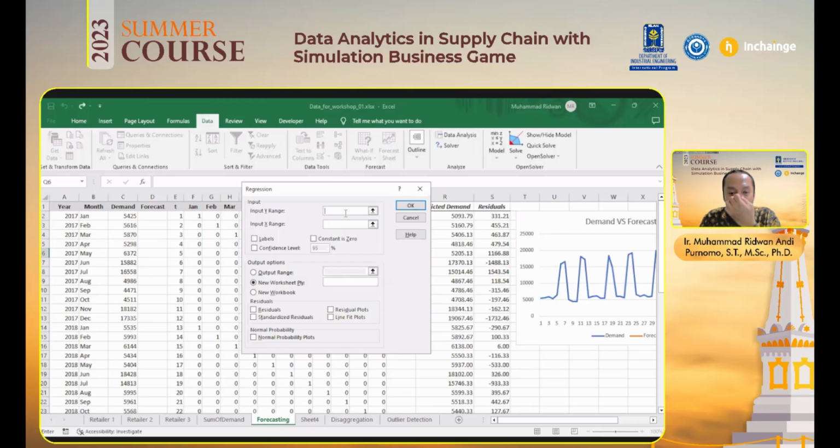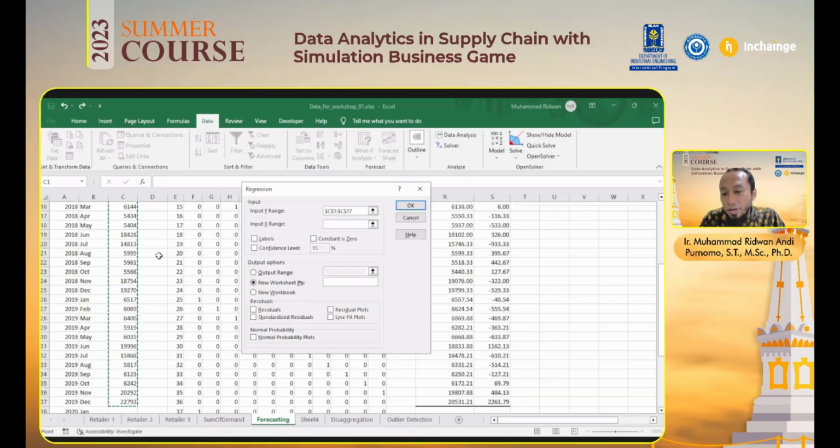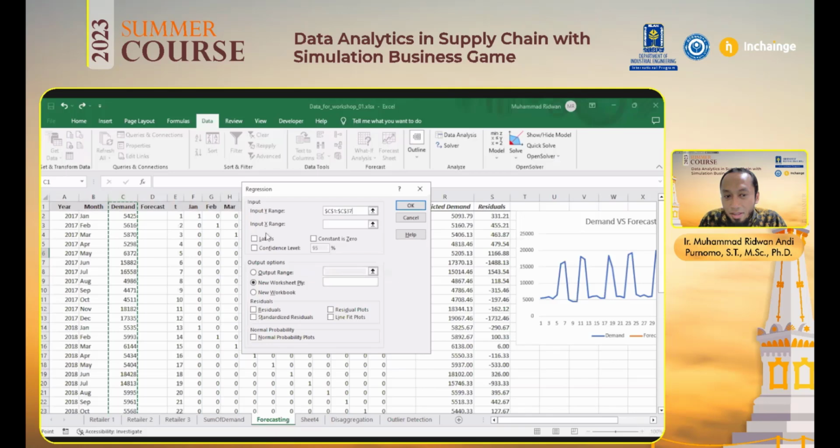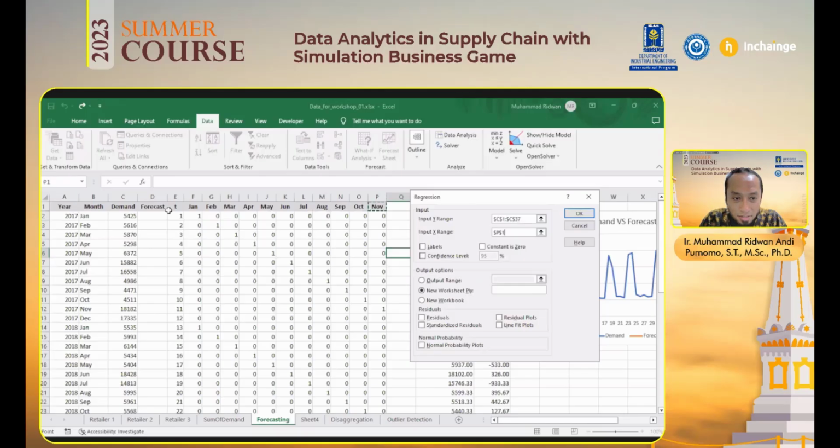Then the input range, this is the input Y. Y is the output, right? So we need to select the demand, all of the demand. We select including the label. And for the input X range, we need to use the index variables as the input, until T, and then I'm sorry, this one, until no.